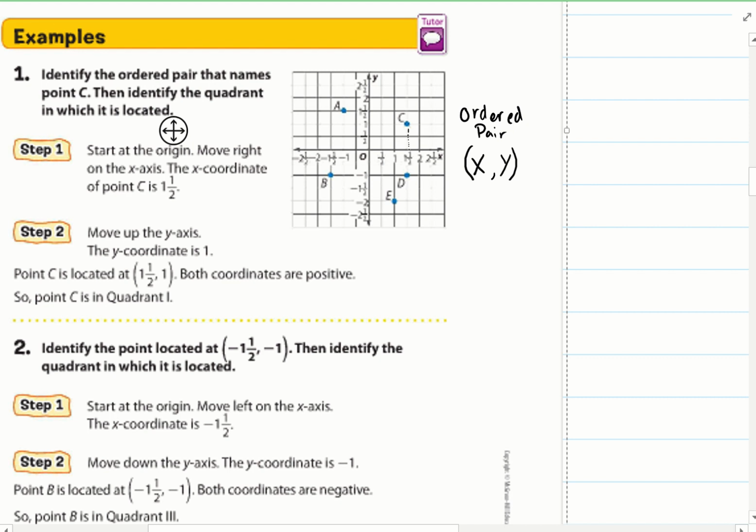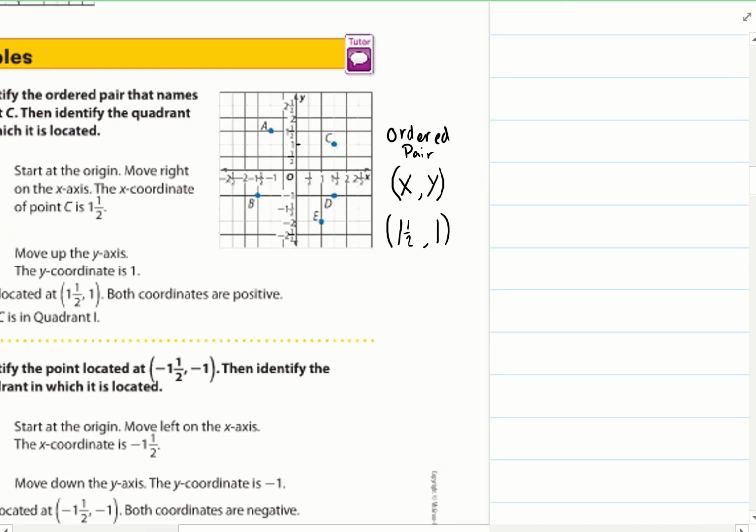And then I have to go up to find my y coordinate. So I know my x is 1.5 because I found it here, and my y coordinate looks like it's going to be at 1. So when I go to 1.5 and then I go up twice to my 1 spot. So 1.5 and 1. That is my ordered pair for C. And C is in quadrant 1.